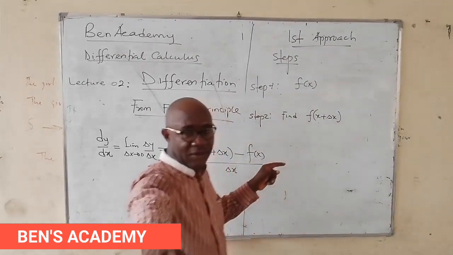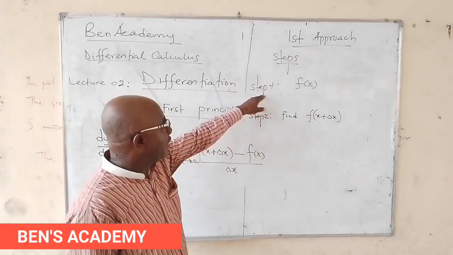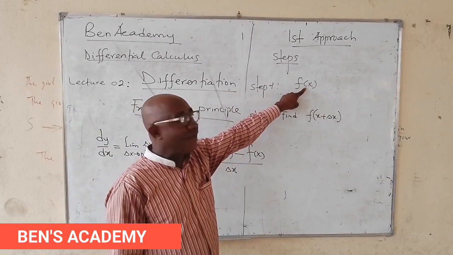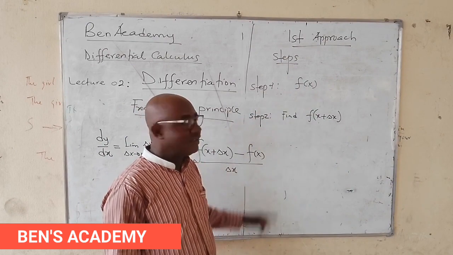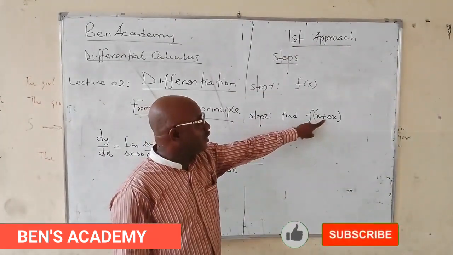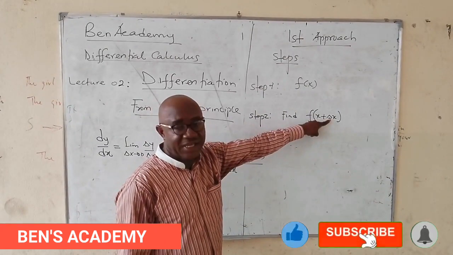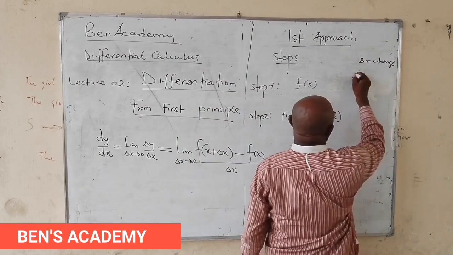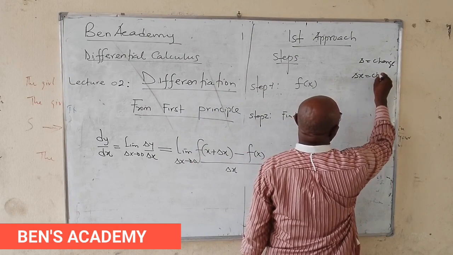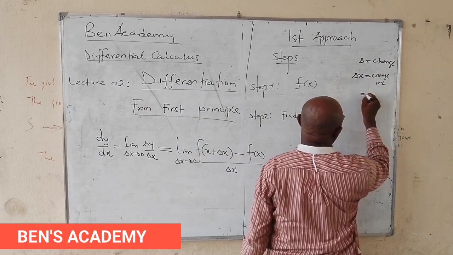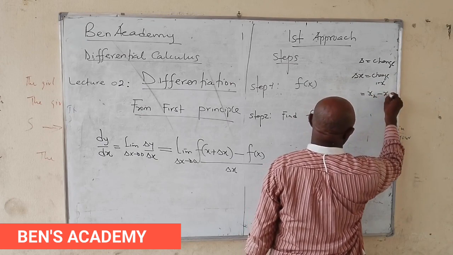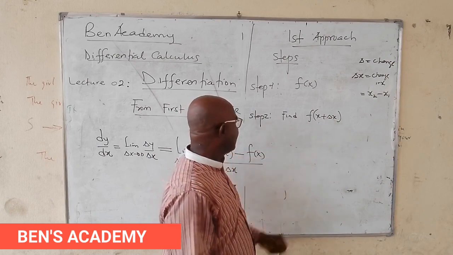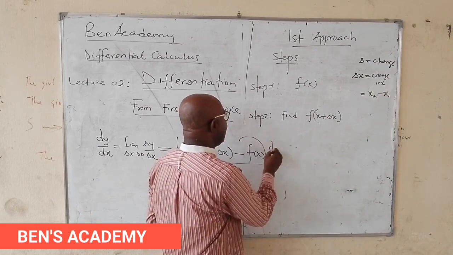In step 1, you state the function given to you. The function is f of x. That is step 1. Then step 2, you find x plus change in x. This notation here means change in x. Delta means change. So if I write delta x, it means change in x. I will define this as the difference, x2 minus x1. So you now find f of x plus change in x. That is step 2.